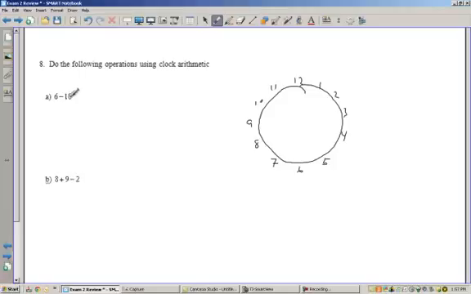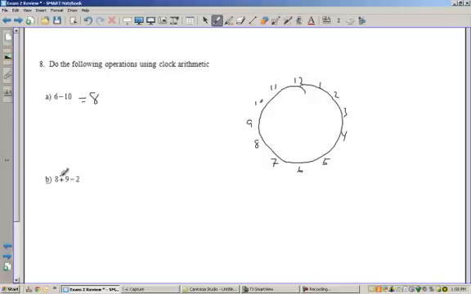So I can take 6 minus 10. So I start at 6. Because I take minus 10, I'm subtracting 10, I don't go this way, I go counterclockwise. So 1, 2, 3, 4, 5, 6, 7, 8, 9, 10. So this is equal to an 8.